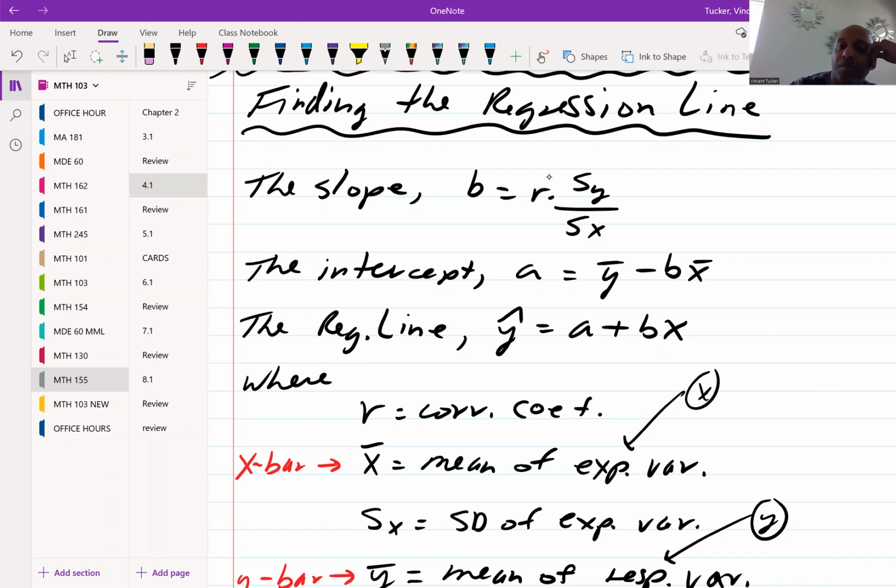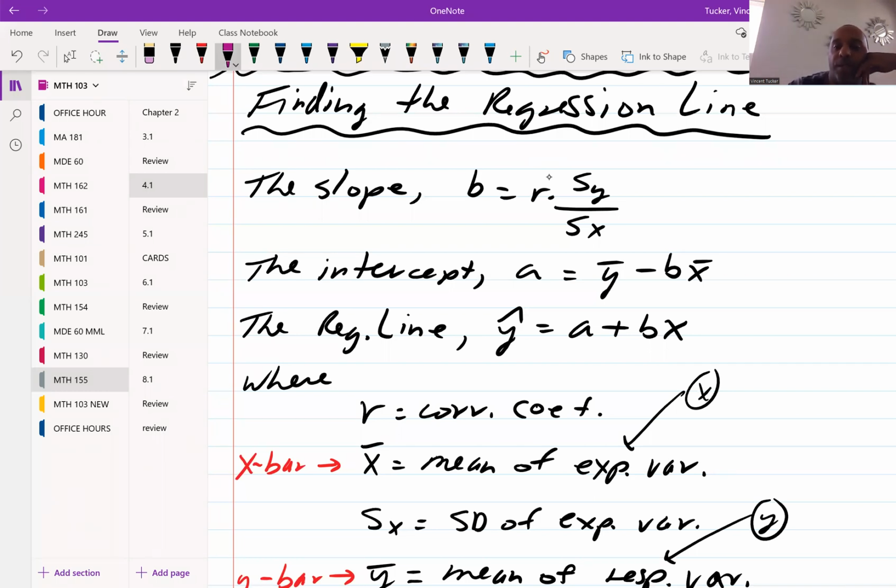But here we have our slope being R times S sub Y over S sub X. Now S sub X is going to be the standard deviation of our explanatory variable. S sub Y is the standard deviation of our response variable. Just giving everybody a chance to copy this part before I scroll all the way up. And we talked about R last class. That's our correlation coefficient. And this stuff will be labeled when they give it to you. So you'll see it in the next example.